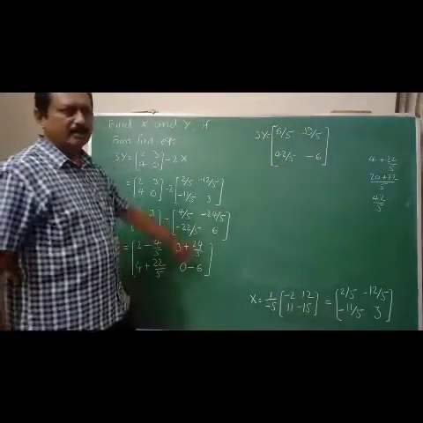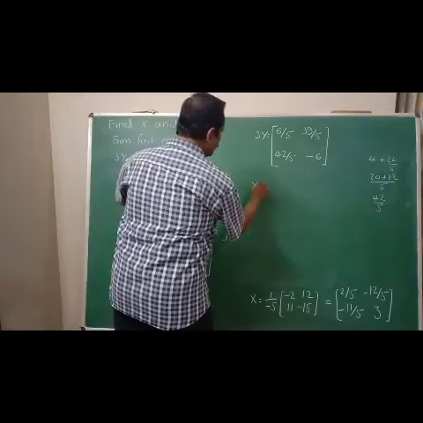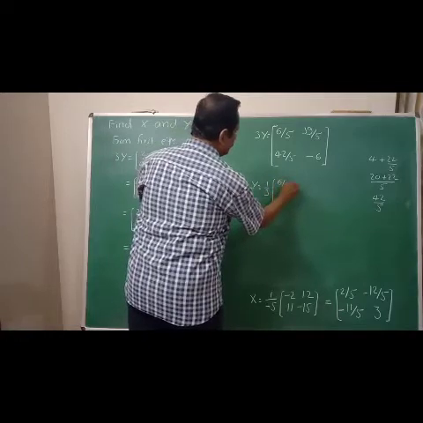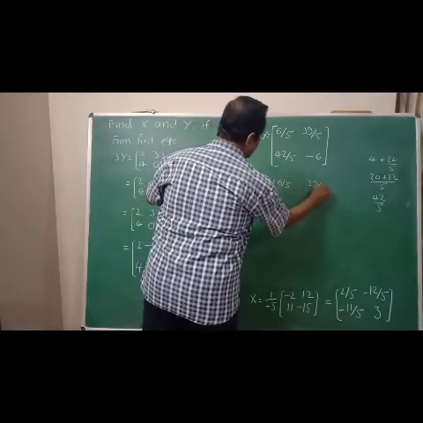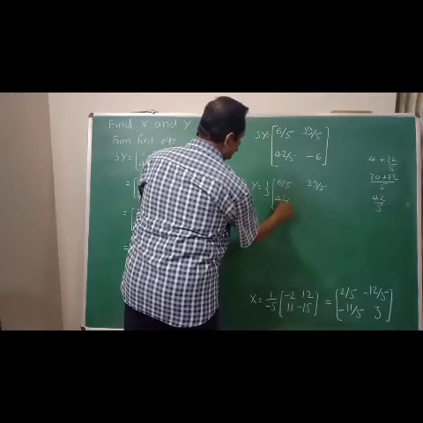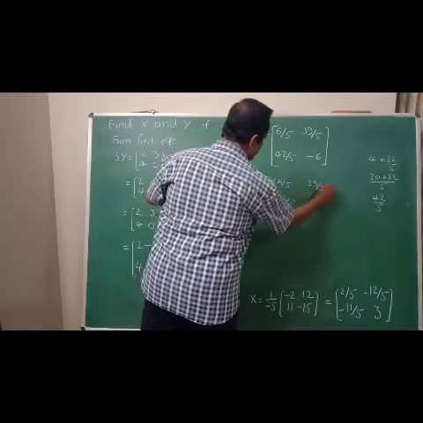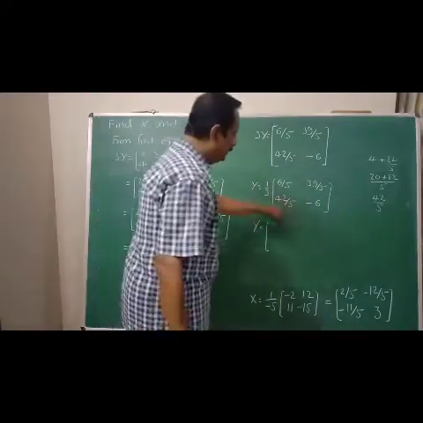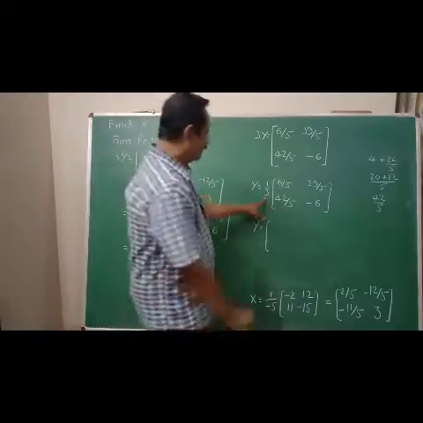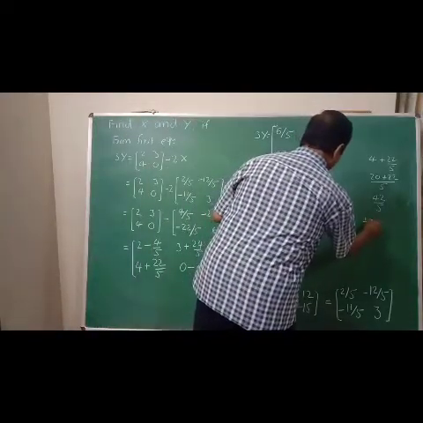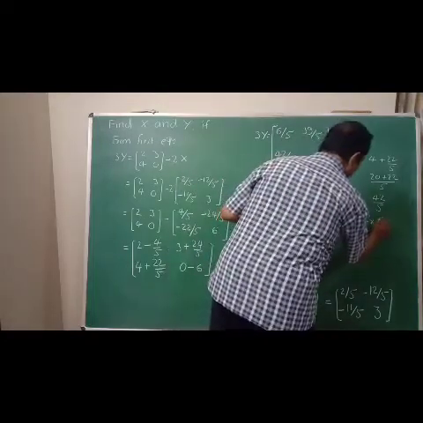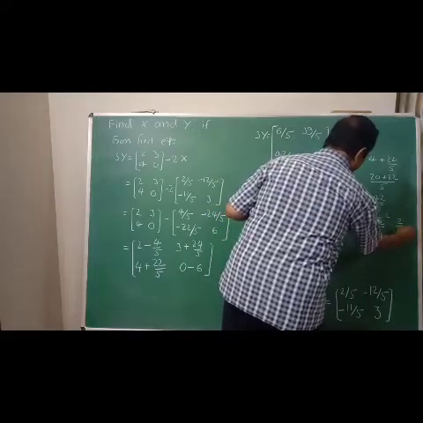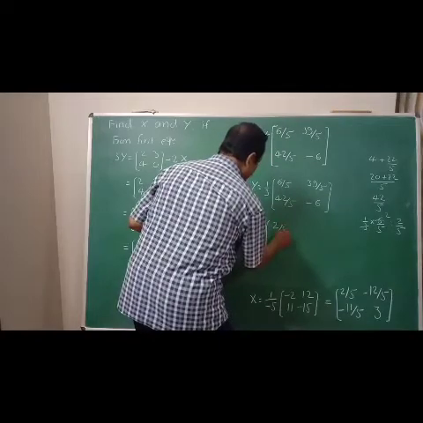Then take this 3 to the right-hand side. Y is equal to 1 upon 3 into the matrix: 6 divided by 5, 39 divided by 5, 42 divided by 5, and minus 6. Therefore, multiply each element by 1 upon 3. 1 upon 3 into 6 by 5: the 3 cancels with the 6, so it is 2 divided by 5.